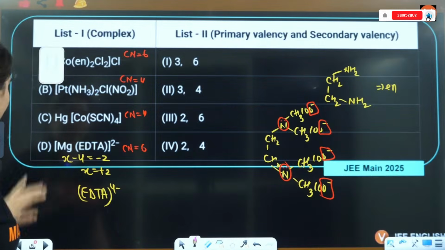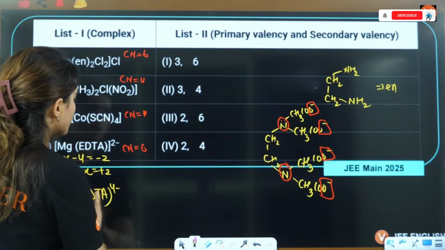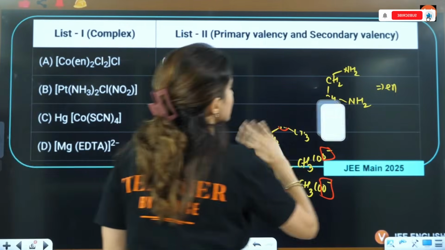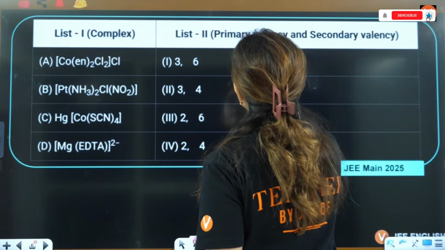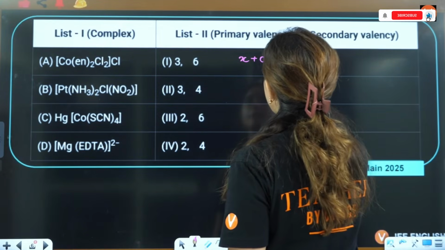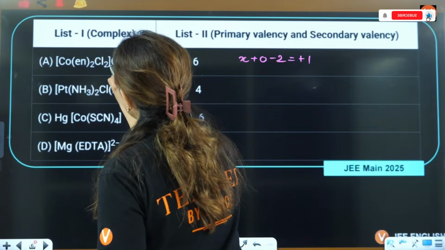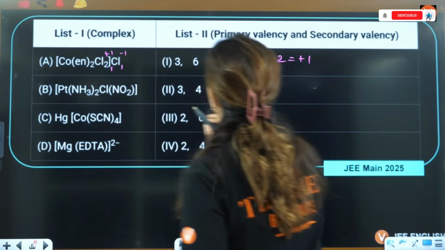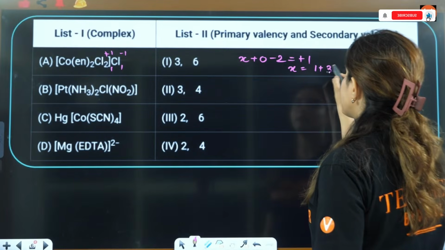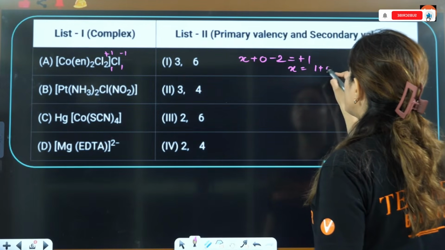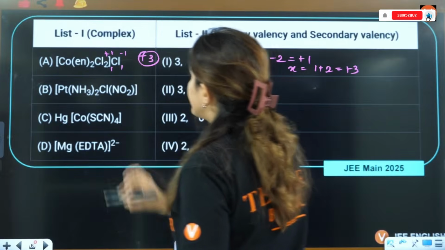Or you know what I can do here? I'll just copy paste because we don't have that much space here. So what we are going to do is this. This is X plus 0 -2 equals +1, because this is 1, 1, so it will be +1, this is -1. So X equals 1 plus 2, that is going to be +3. So here oxidation state is +3.